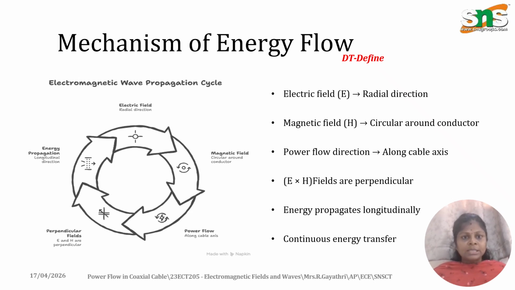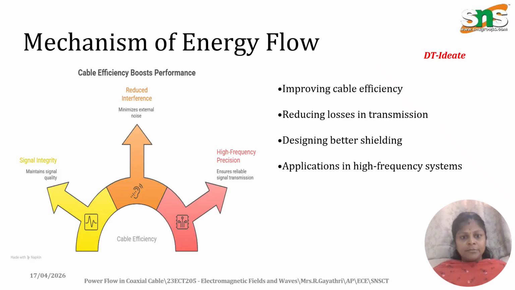Here, this is represented with the help of this diagram. The electric field is in the radial direction and the magnetic field is circular around the coaxial cable conductors. When the electric and magnetic fields are perpendicular to each other, the energy is generated. Coming to the significance of the energy flow, the electric and magnetic fields improve the cable efficiency, reduce the losses in the transmission line, and provide a better shielding effect for the coaxial cable.